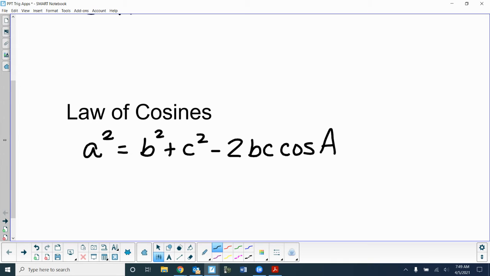Those were the two situations, side angle side and side side side. When it was side angle side, whatever angle you were given, that's the side you have to look for. So if you're given angle A, you'd be looking for side A. The two sides would be B and C, and the angle given would be angle A. You put all that in your calculator, and you get an answer. Then remember to take the square root of that answer to find the length of side A.